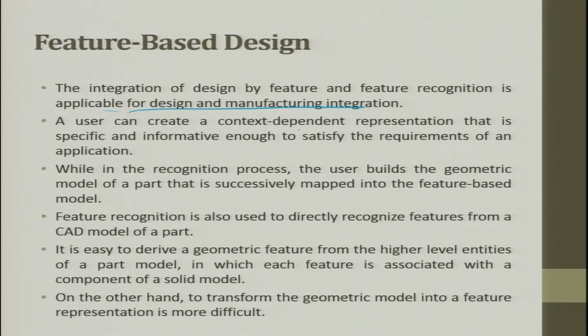A user can create a context dependent representation that is specific and informative enough to satisfy the requirement of the application. While in the recognition process, the user builds the geometric model of a part that is successfully mapped into the feature based model. The feature recognition is also used to directly recognize features from the CAD model. It is easy to derive a geometric feature from higher level entities of a part model in which each feature is associated with a component of a solid model. On the other hand, to transform the geometric model into a feature representation is very difficult.